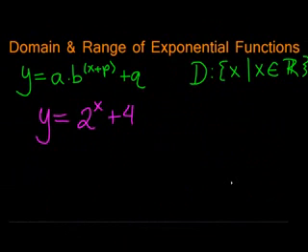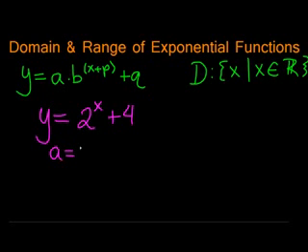Let's take a look at this example. Y equals 2 to the x plus 4. Remember, we need to first identify what our a is. In this case, we have b to the x. B is our 2, but we don't have anything here in front of the 2. So what goes here if there's nothing written in our problem? Well, of course, that means that there's a 1.